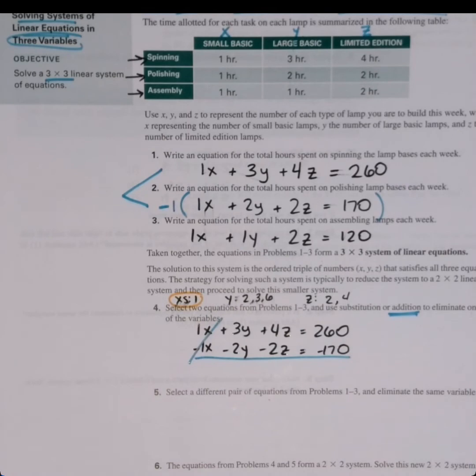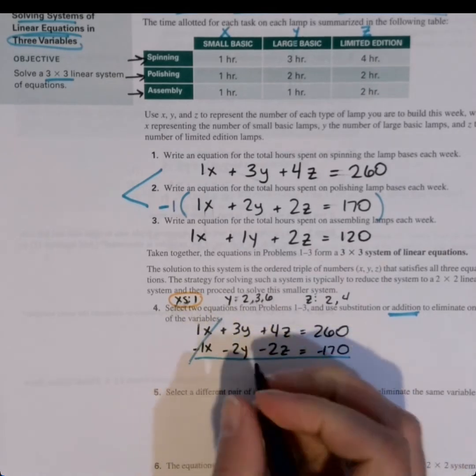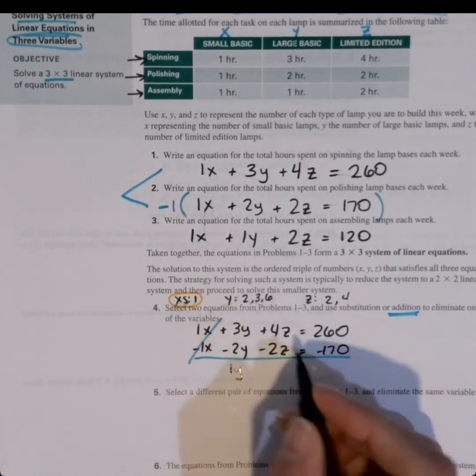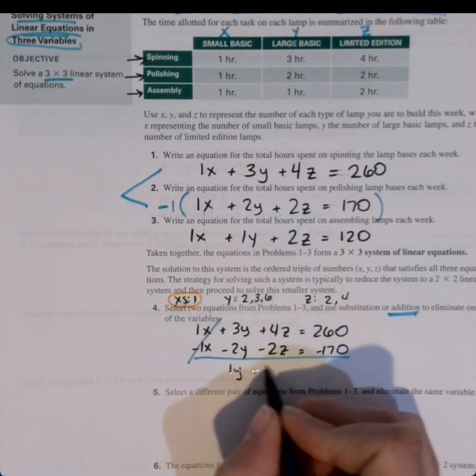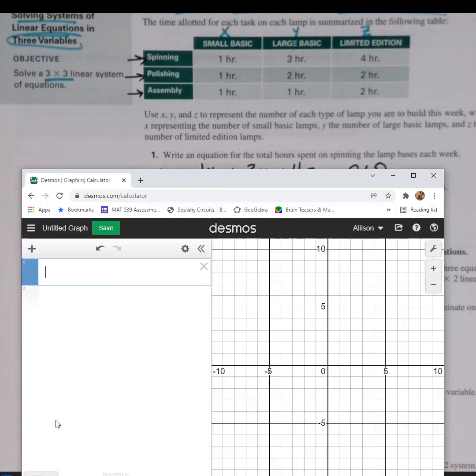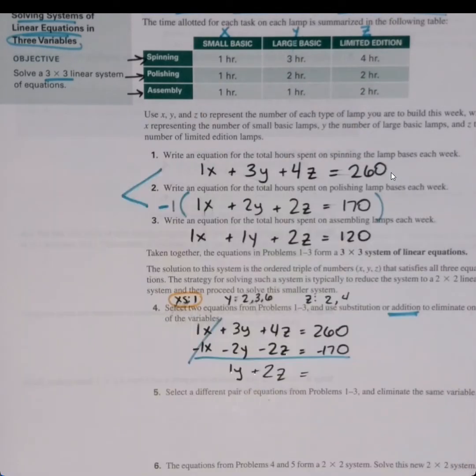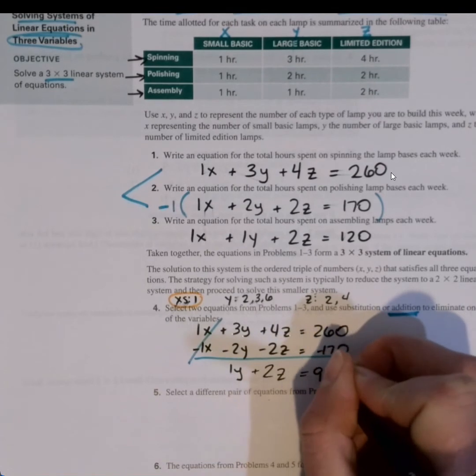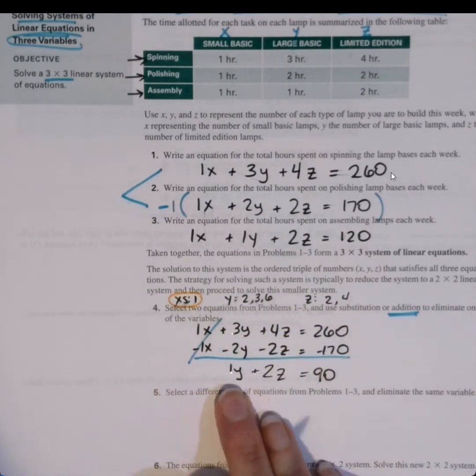1 minus 1 is 0. 3y minus 2y is 1y. 4z minus 2z is 2z. And 260 minus 170 is 90. So we're going to put our 90 here. Okay, not done. I don't know what y or z is, but now I'm down to just two variables.